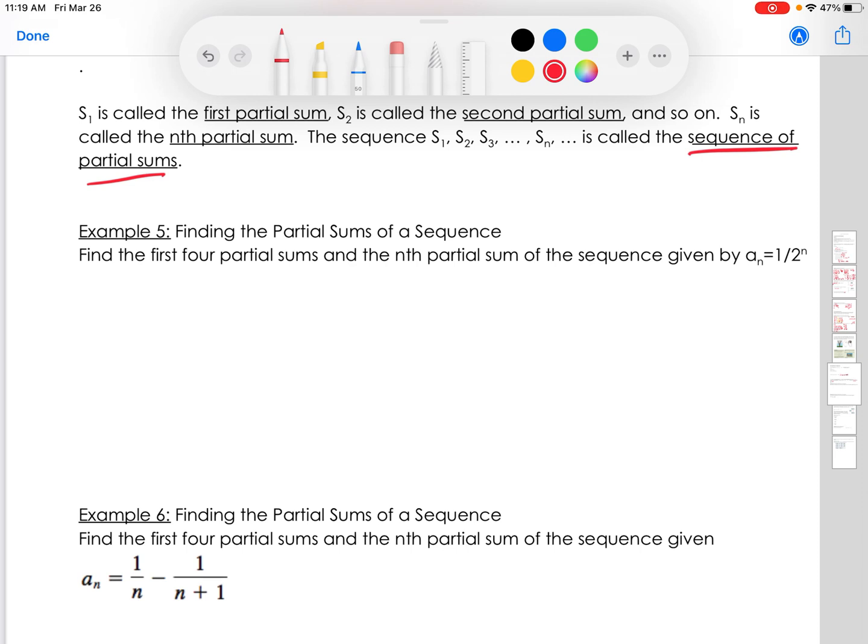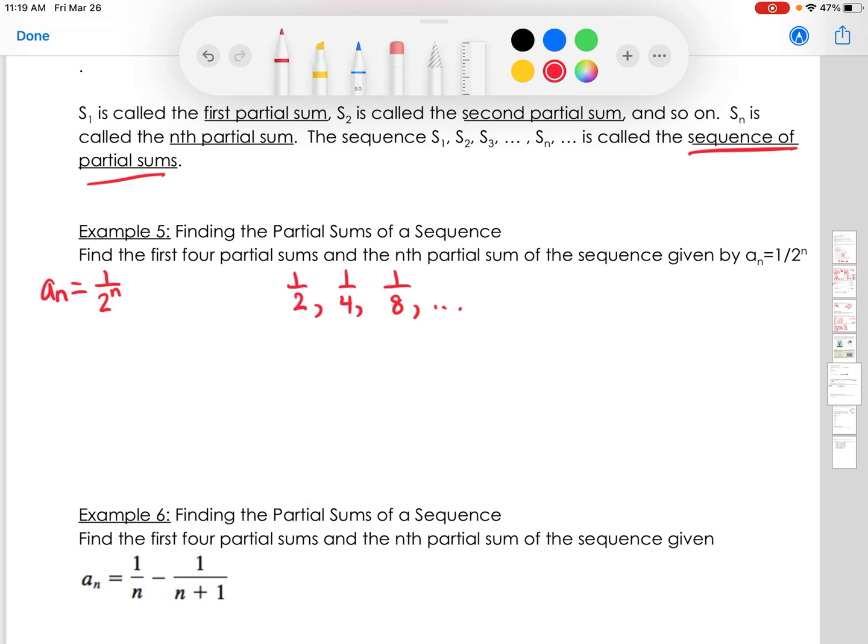All right, we want to find the first four partial sums and then the nth partial sum. So in order to do this, what we need to do is at least find the first few terms. So we have 1 over 2 to the n. If we plug in 1, that's going to be 1/2. If we plug in 2, that's 1/4. If we plug in 3, that's 1/8, and so on.